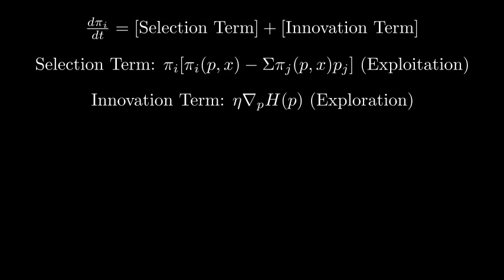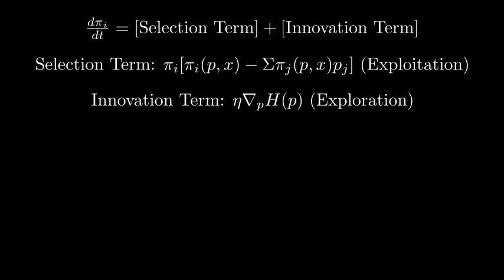The second force is innovation, or exploration. This part introduces randomness and pushes the system towards greater diversity. It prevents any single strategy from completely dominating the market forever and allows for adaptation to changing conditions. This is the "mutation" component, ensuring the system remains robust and can discover new, potentially superior strategies.